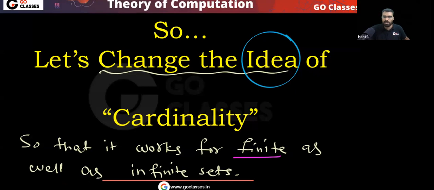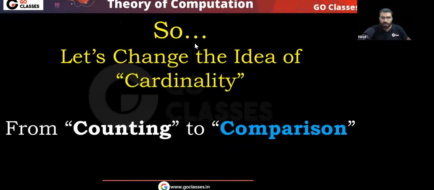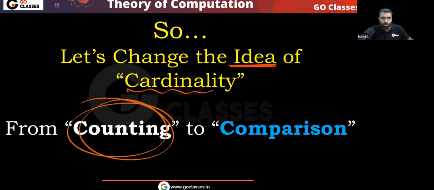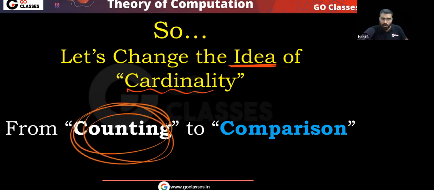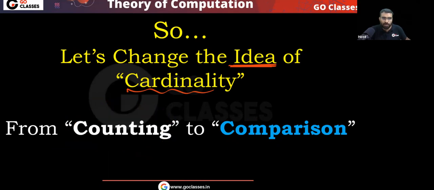Okay, so how do we do that? Right now, what is the definition of cardinality? That is counting. Now, from counting to comparison. We need to change this idea of cardinality from counting to comparison. So far, we were counting. If I count the number of elements, will it work for infinite set? No, it will not work. So we need to change the idea of cardinality from counting to comparison.